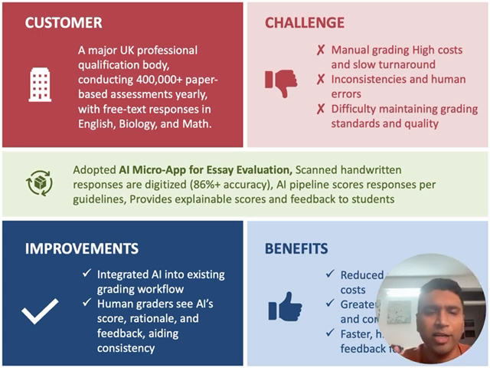They scanned these handwritten responses into images and digitized them using the AI agent with over 86% accuracy. The AI pipeline would score these responses as per the guidelines and provide explainable scores and feedback to students. So they integrated AI into their existing grading workflow. Human graders would see the AI score, rationale and feedback and keep that in mind while doing their human grading, thereby aiding consistency. They were able to reduce costs significantly. They achieved great consistency and accuracy, and faster turnaround times for grading and feedback across the organization.